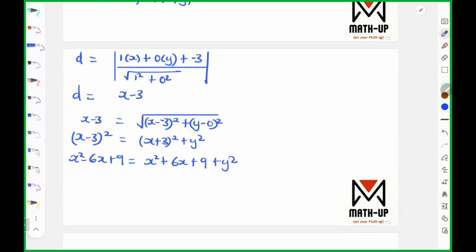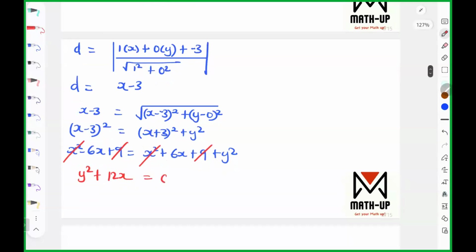So you can say that x squared goes, and the 9 also goes, and I'll have y squared plus 12x equal to 0.